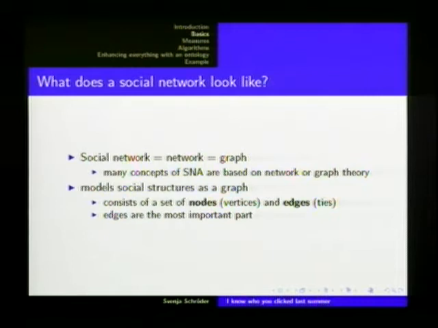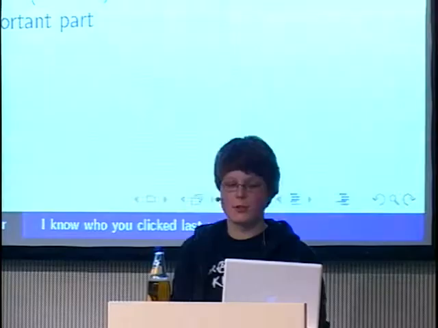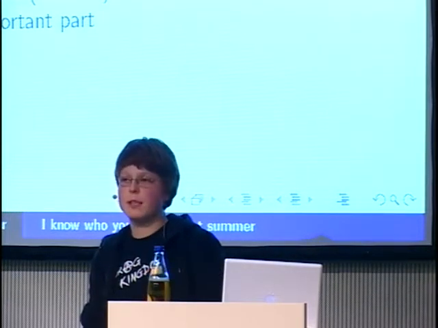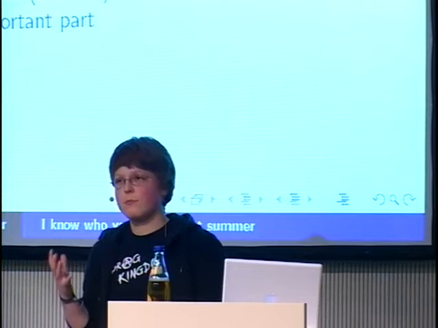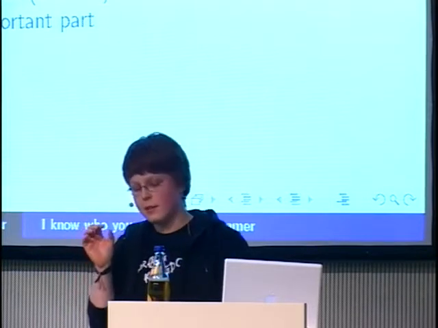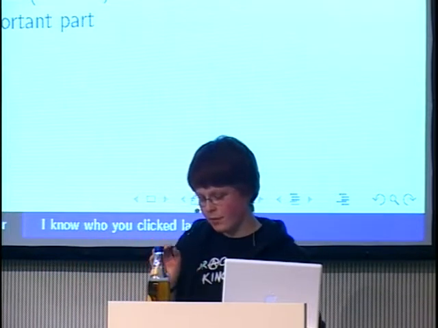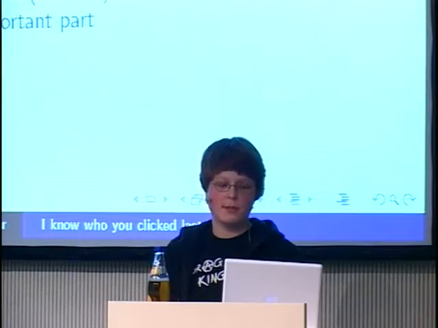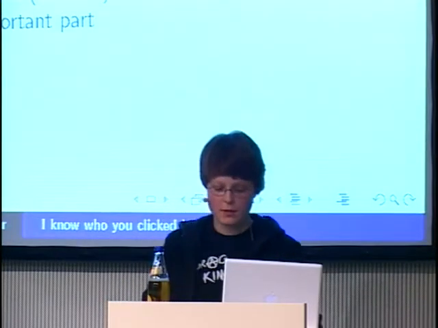And this graph consists, of course, of a set of nodes and a set of edges. The edges are the most important part of this network, because this is what it is all about. The actors are not examined separately, but the network as a whole is examined with all its structures and links and ties. So the attributes of a single actor or part of this network are not that important, because the edges are the most important thing of a network.